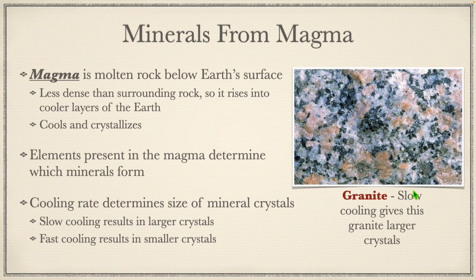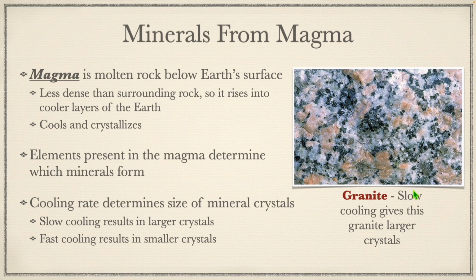So how do we form minerals? So we get minerals from magma. So magma is molten rock below Earth's surface. It becomes lava if it comes out of a volcano or something that ends up on the Earth's surface. But if it's below the surface, we call it magma. It's less dense than surrounding rock because it's hotter than the surrounding rock. So it rises into the cooler layers of the Earth. And then it cools and it crystallizes.